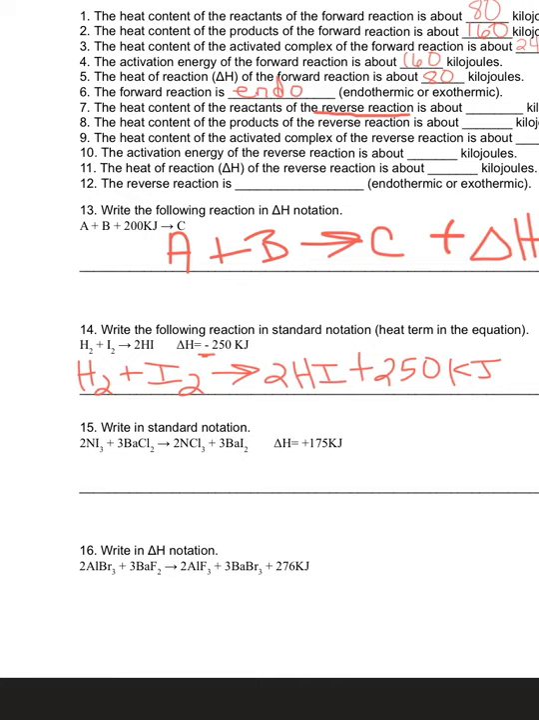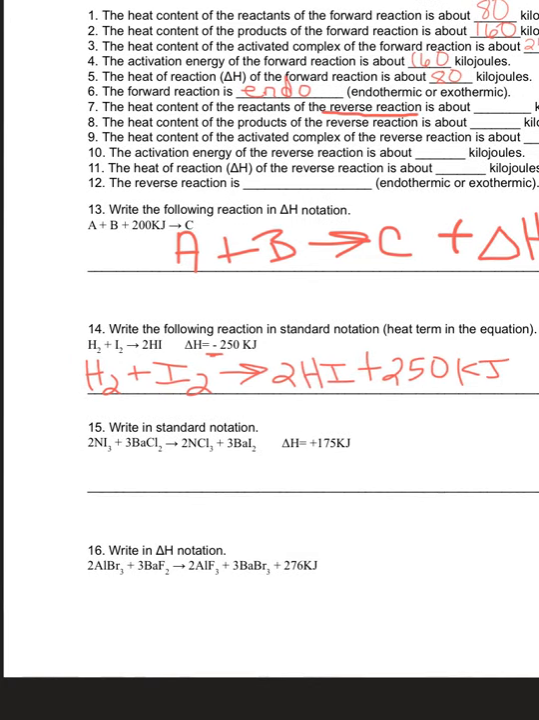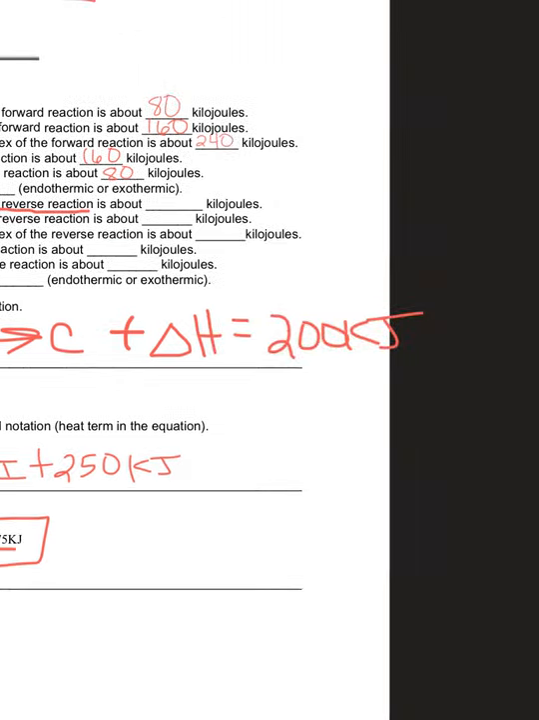Okay, so I'm going to leave 15 and 16 for you to practice. Number 15, your energy is positive. Okay? You ought to know what that means. Number 16, the heat term is in the product side. So you have to rewrite it with the heat term off to the side, like this. But is it going to be positive or negative? So I'll leave 15 and 16 for you to practice.